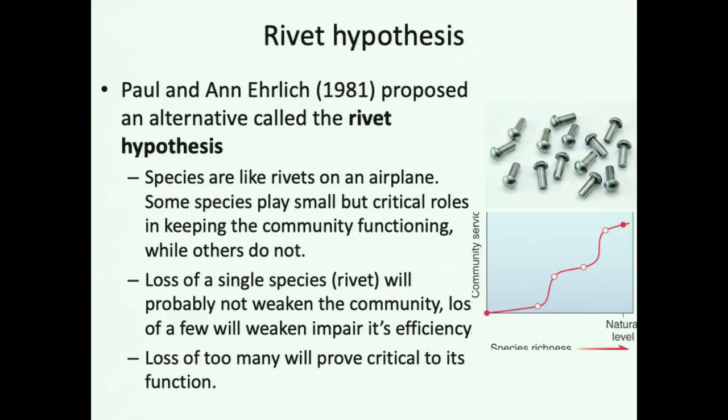So you think, I have several different insect species. Losing a few of them is not the end of the world. Losing too many, though, and you're really going to weaken the community. And so they say, some species provide small but critical roles in keeping the community functioning, whereas others are not as critical as the others. So certain ones are going to cause great declines in community services, whereas for other species, the loss of them doesn't really weaken the community too much. Right?